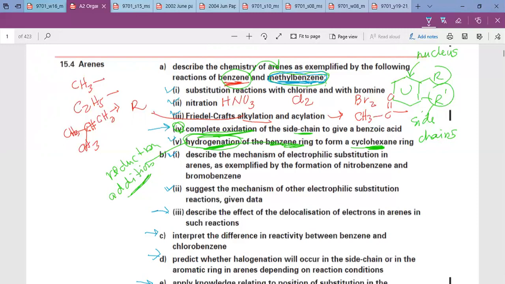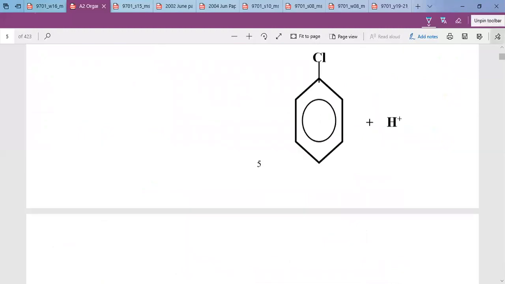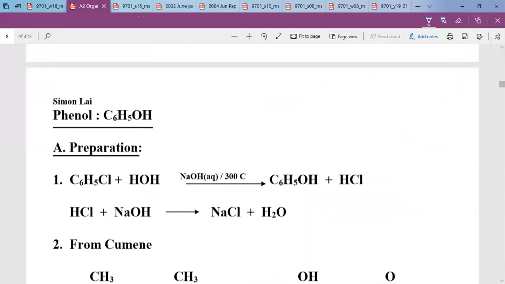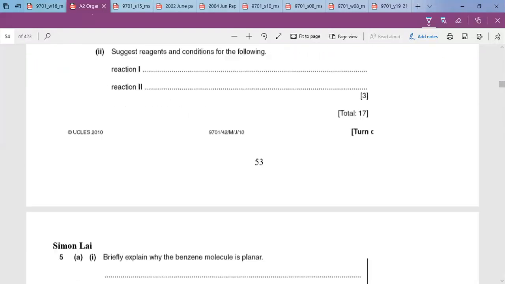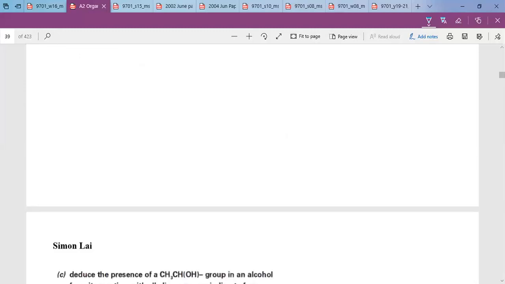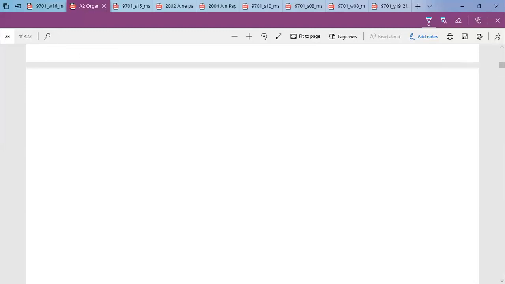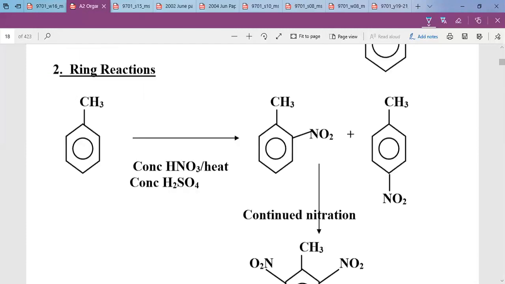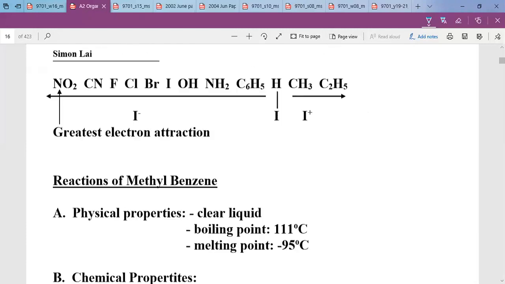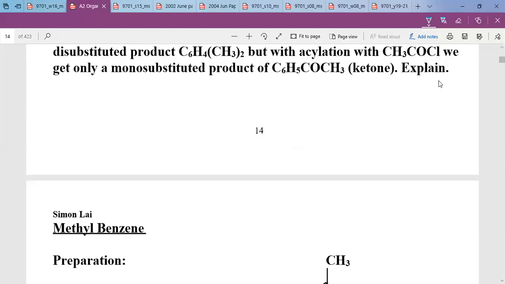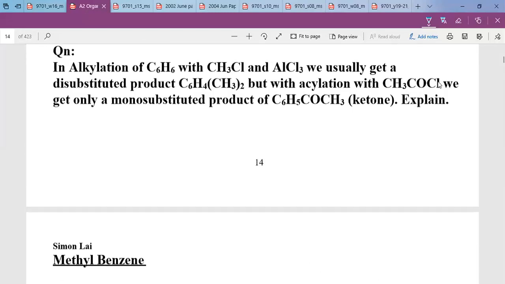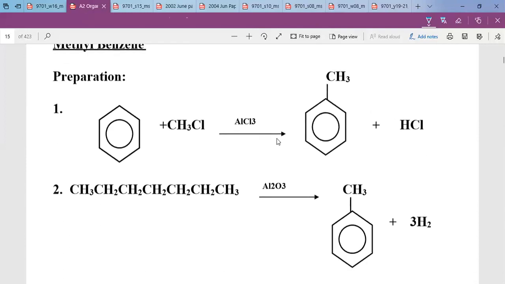So now methylbenzene. Let's go to methylbenzene now here. Something got hanging, I don't know why. Okay, here we are. Now, methylbenzene. The other notes here you can read over. For this question, it's quite good for you to think about. Methylbenzene, very easy.